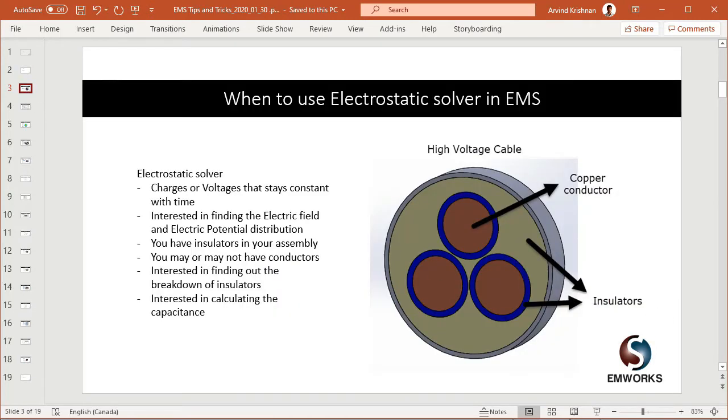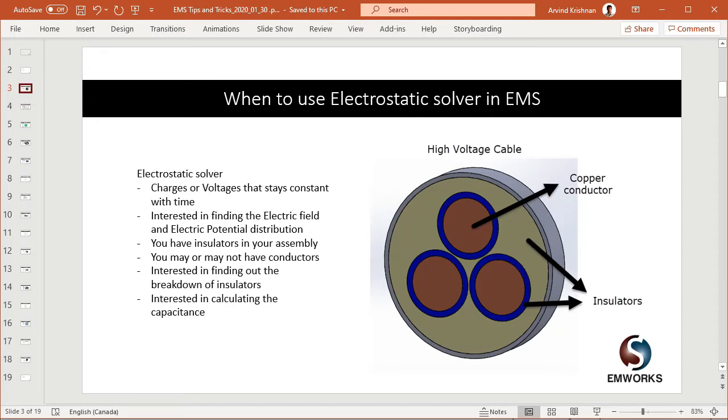Today we will be looking at when one should use the electrostatic solver in EMS. EMS contains two main branches of solvers. One is the electric solvers, the other is the magnetic solvers. One of the solvers inside the EMS electric bundle is electrostatic.